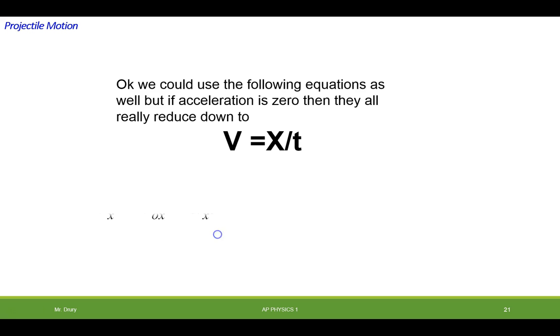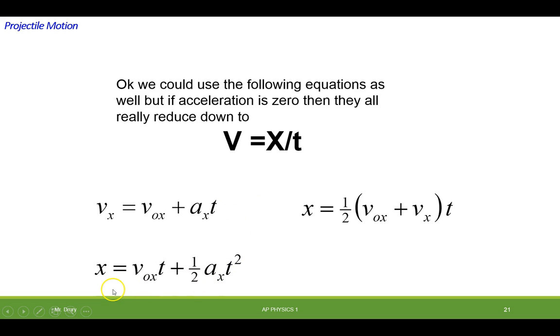So let's look at them individually. If you look at this equation, the final velocity is equal to the initial velocity plus acceleration times time. If the acceleration is zero, then the final velocity is equal to the initial velocity, which is, well, common sense. Nothing happened. And if you look at the next one, the final position is equal to 1/2 the initial plus the final velocity times time. Basically, if you add these two together and divide by 2, it comes out to just the initial velocity because the velocity is not changing. So once again, it reduces back down to this equation.